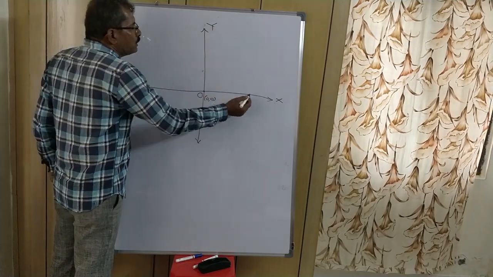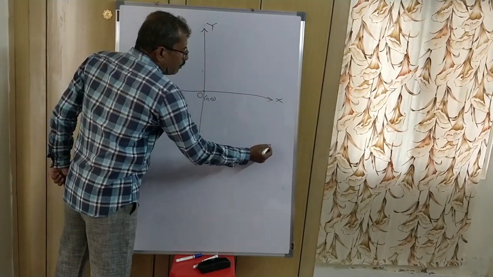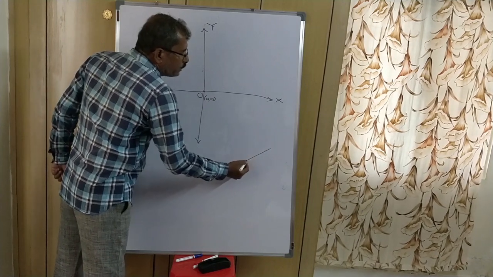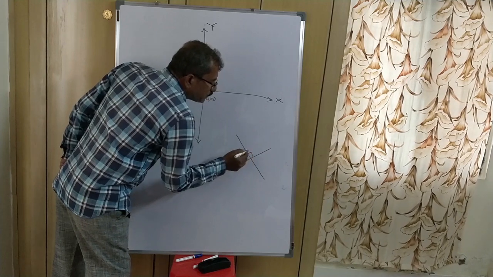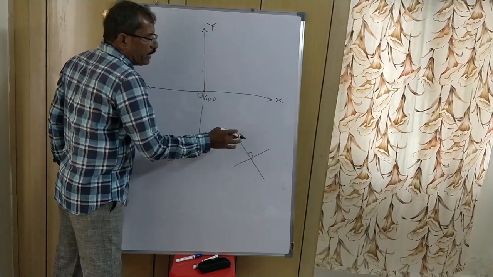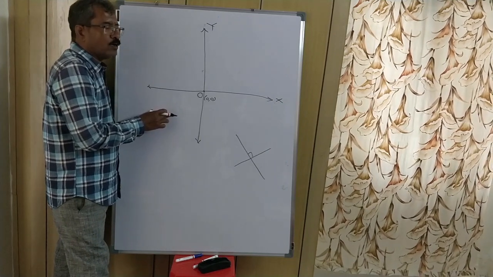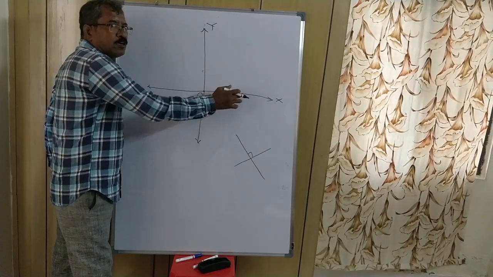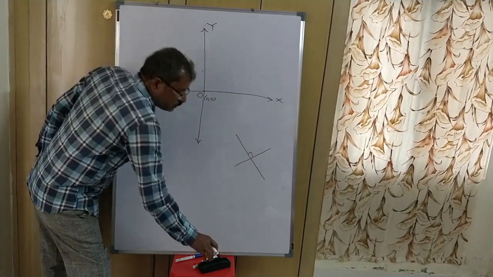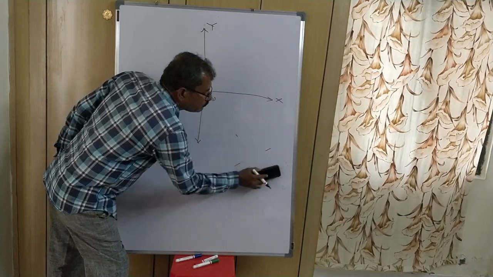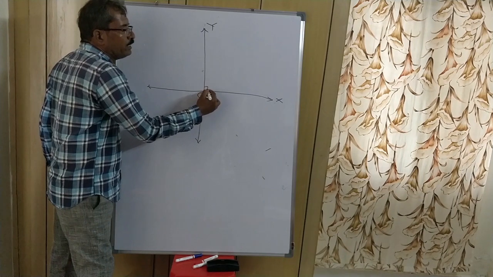Suppose any two lines, horizontal and vertical, having the angle between them 90 degrees, are called x-axis and y-axis. But generally we take the horizontal line as the x-axis and the vertical line as the y-axis. That you have to remember. And the angle between these two lines is 90 degrees.